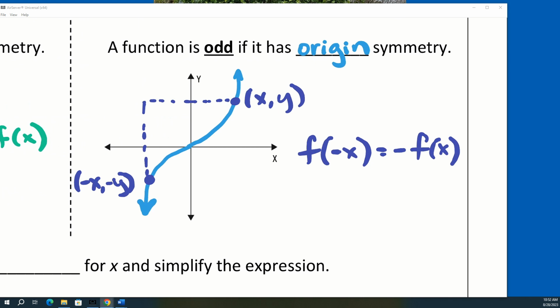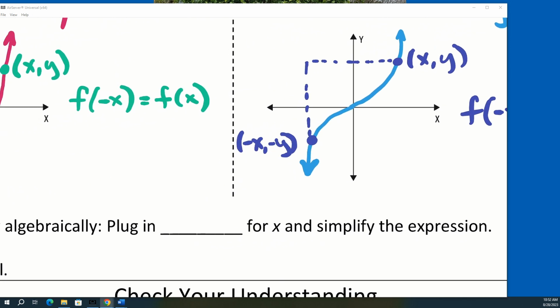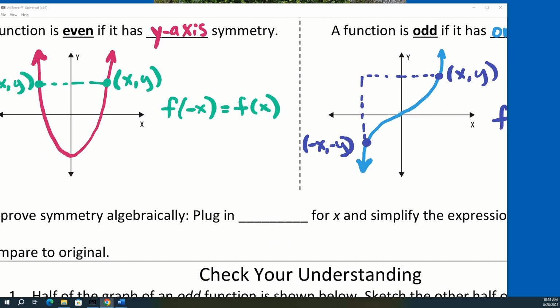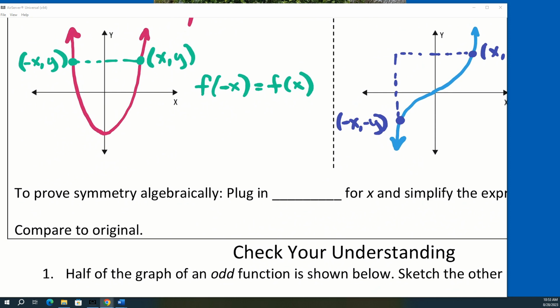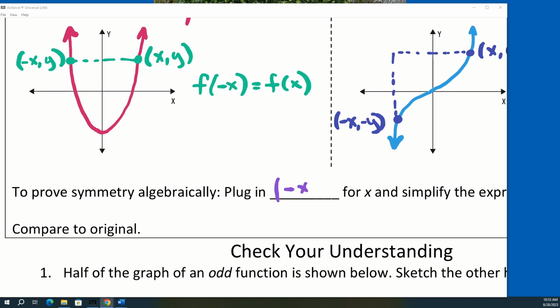Right. So sometimes you're going to have all different types of questions. So sometimes you're just going to say, if this point is on an even function, what other point would be on an even function, or odd? Or it might give you half of a graph and you graph the other half. But sometimes it asks you to prove that a function is even, odd, or neither. And when you have to do that algebraically, what you do is you plug in negative x and then simplify it down, and then compare it to the original.